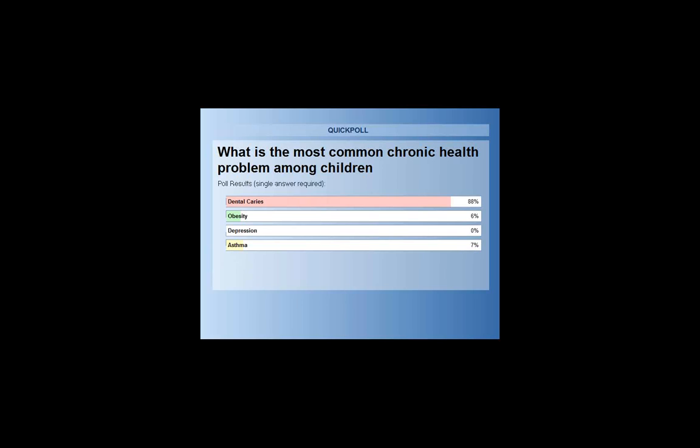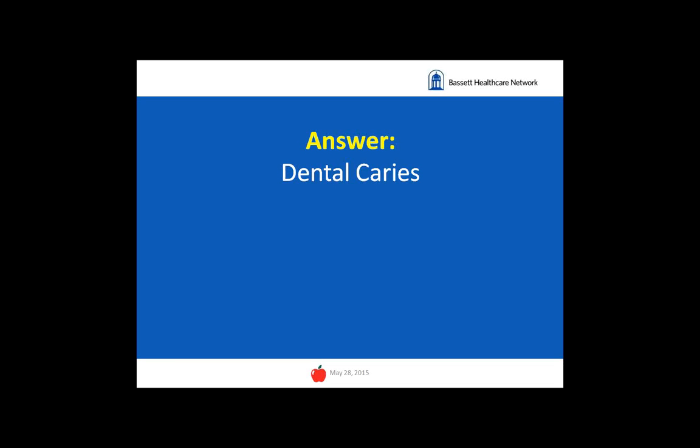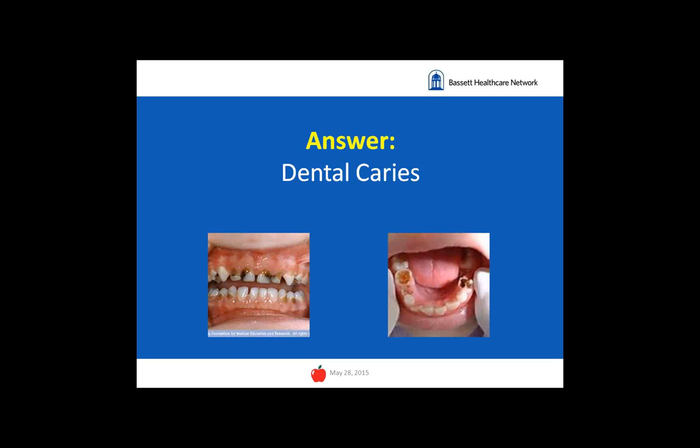Our results show that 88% of you believe that dental caries is the most common chronic health problem, 6% obesity, 0% depression, and 7% asthma. Thank you. I think it was probably a dead giveaway with our program today what the answer was going to be. But we use that question a lot when we do community meetings. And actually, asthma is probably the condition that most people think of if they're thinking of chronic illnesses.